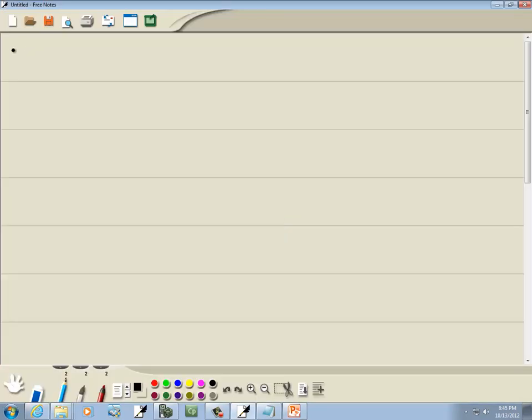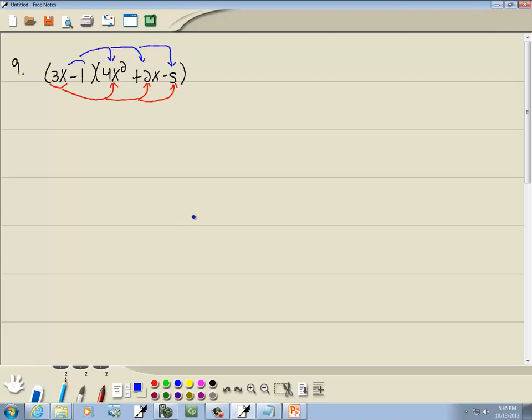Let's take a look at this. We've got 3x minus 1 times 4x squared plus 2x minus 5. Now again, the neat part about the line method is it doesn't matter what it looks like. It tells you exactly what to multiply together. This is two terms, this is three terms. So I take my first term here, the 3x, and multiply it times the 4x squared, times the 2x, and times the negative 5. Then we'll take our second term, the negative 1, and multiply it times the 4x squared, times the 2x, and times the negative 5.